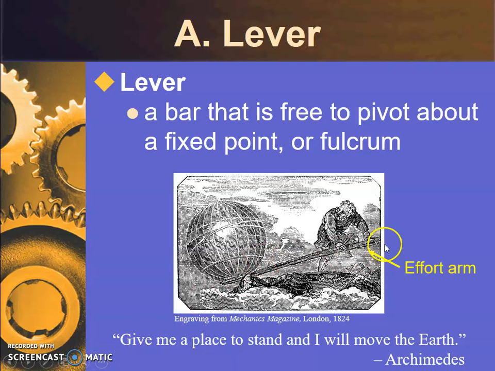The area of the lever where you apply the force, the human, is known as the effort arm. The other side of the lever that is going to be doing the work for you is the resistance arm, because the machine is doing that work for you. And then the fixed point that it pivots on is known as the fulcrum.